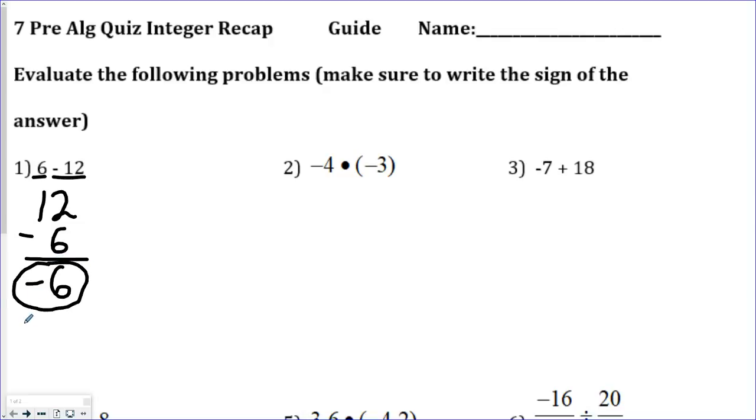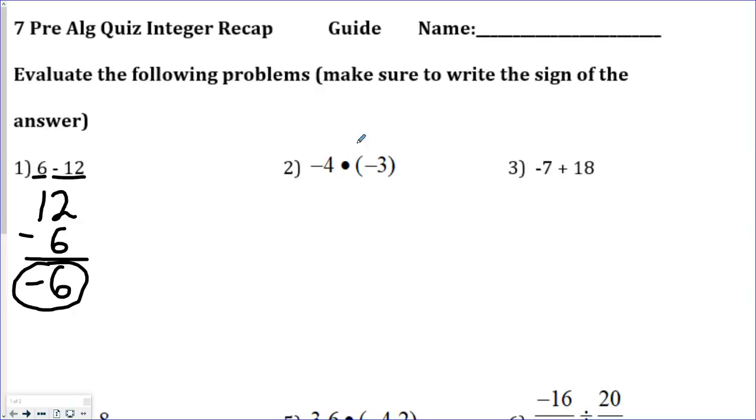Another way of thinking about it is that if you have 6, but you take away 12, you're going to end up with less than 0 because you're taking away more than what you have. So your answer should be a negative because you're taking away more than what you started with.